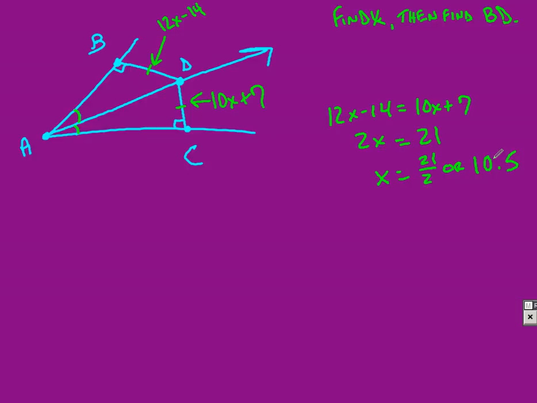And now to find BD, I need to plug that in. Now in the end, it doesn't matter which one, because we know they're equal to each other. I can plug in for either value. But in the end, I'm just going to do BD equals 12 times x, which is 10.5, minus 14, which should give me 112 as my answer for the value of BD.